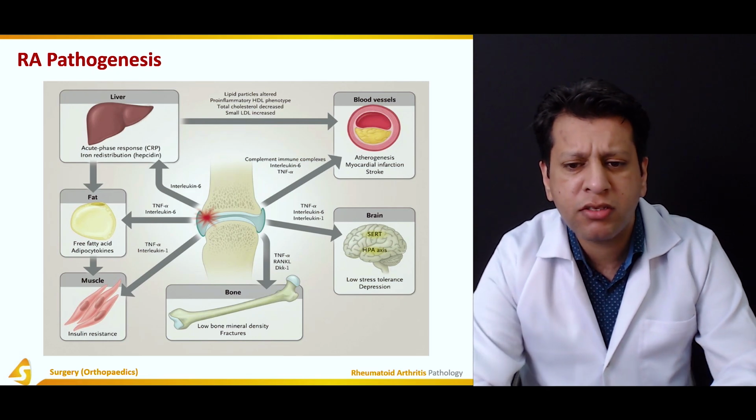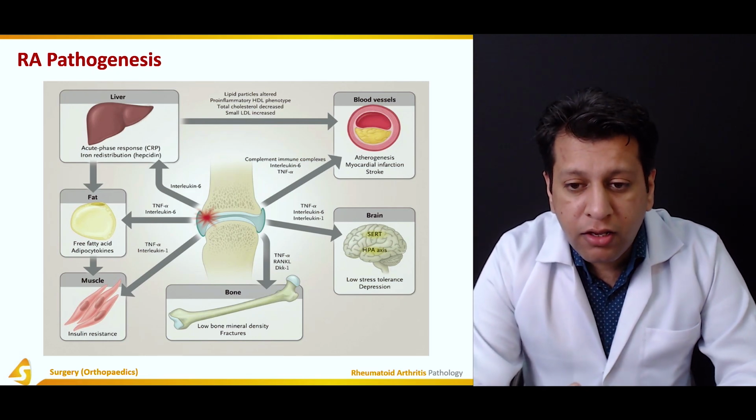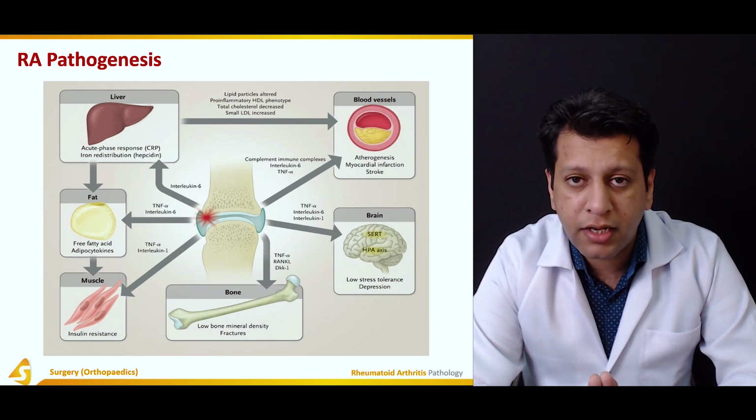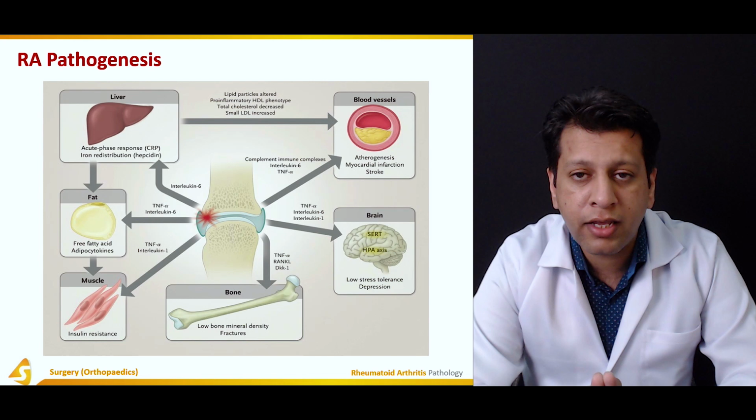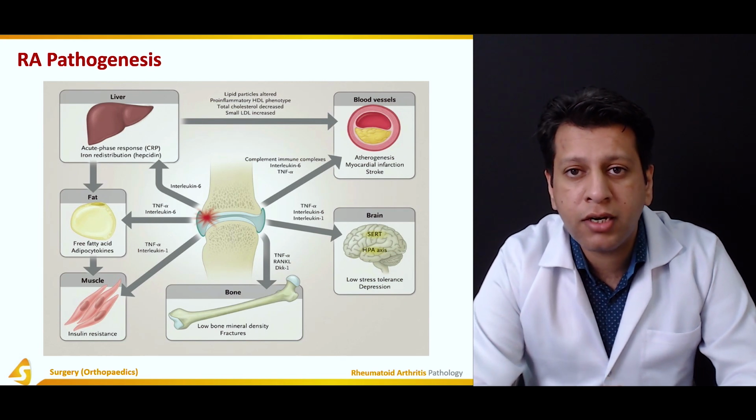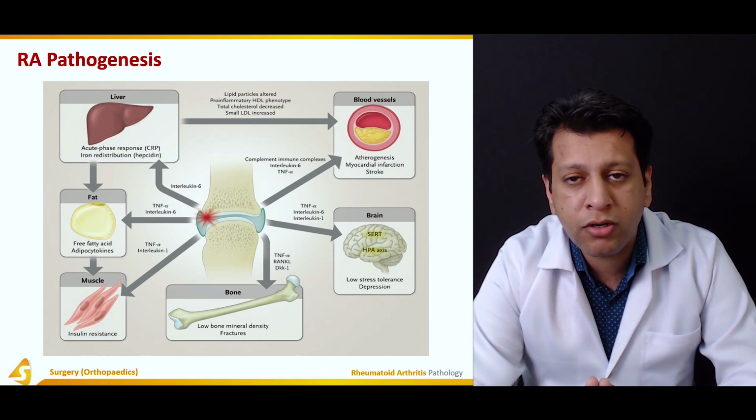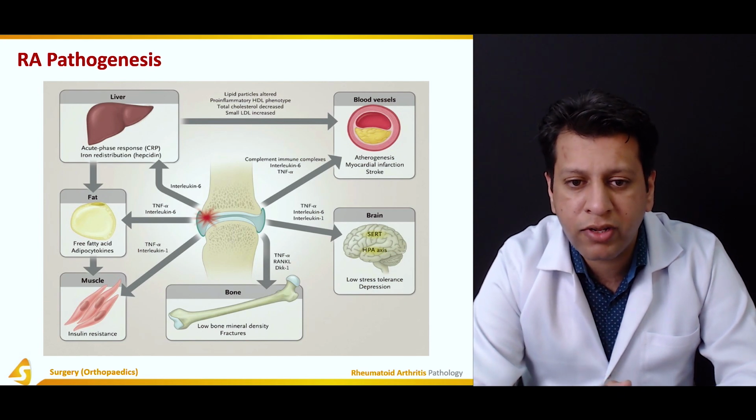Now coming to the pathogenesis. Once the whole joint destruction has set in, these interleukins, TNF, cytokines and prostaglandins don't remain confined to a joint, but spread via blood to other organs and exert their effect. They affect the liver as well, resulting in acute phase response and iron redistribution.